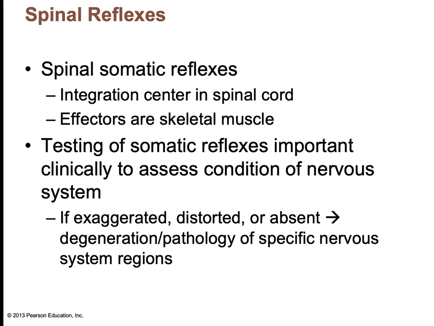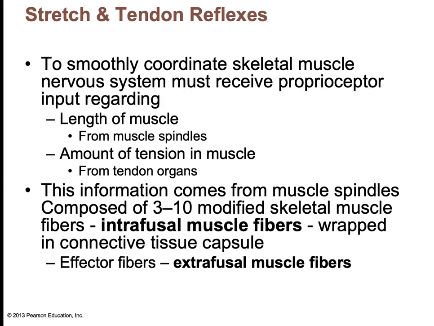We test these reflexes to assess the condition of the nervous system. If they're exaggerated or distorted or absent, then there's something wrong with those regions. We either have a problem with the peripheral nerve components, or we may have a problem in the gray matter of the spinal cord at that level. Okay. Another thing that it can indicate is damage to upper motor neurons, okay, which in part modulate the execution of these spinal reflexes.